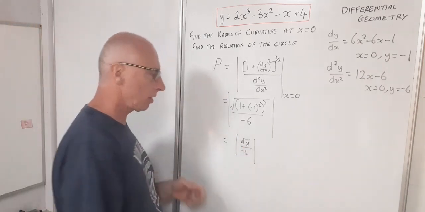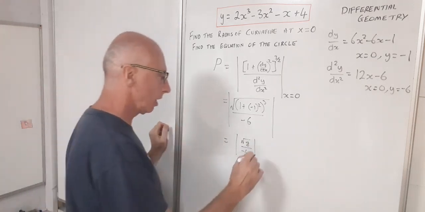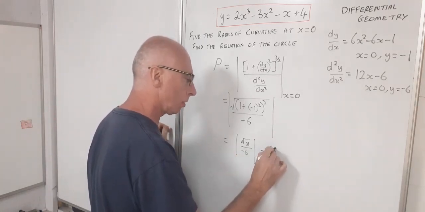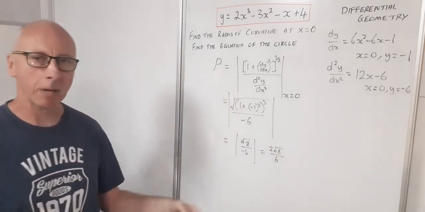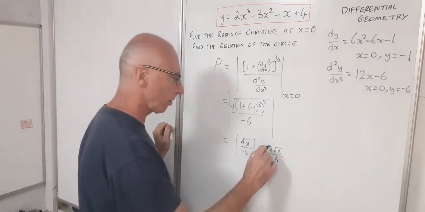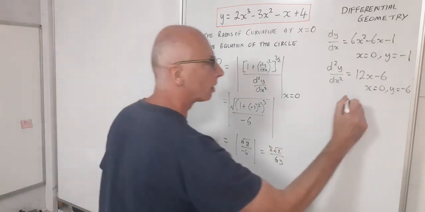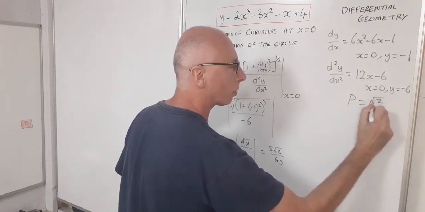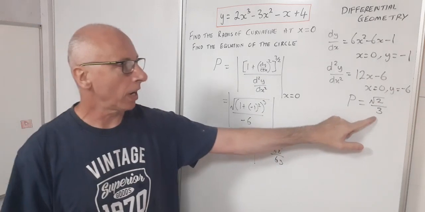So we can rewrite this. Let's take the absolute value of that, which will then eliminate this minus sign. So then that equals, square root of 8 is 2 root 2, and then we're left with the 6. And then we can cancel the 2 with the 6 and just leave the 3 in our denominator. So therefore the radius of curvature, rho, equals root 2 over 3. So that's the length of our radius.